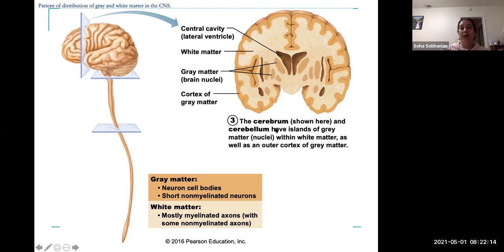So what is the gray matter? Gray matter is basically what we identify as the neuron cell bodies. They can also be short, non-myelinated axons. So tell me, guys, what can we find inside the cell body of a neuron? What does the cell body contain? You guys remember from our last lecture? Anybody? Participate.